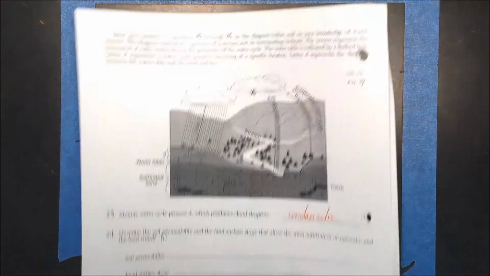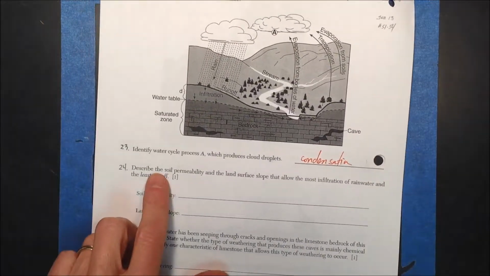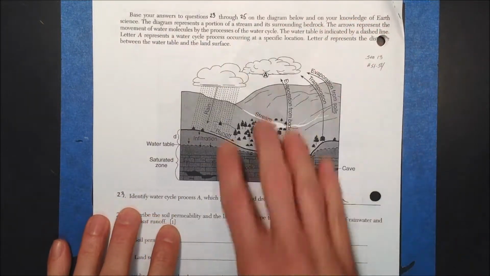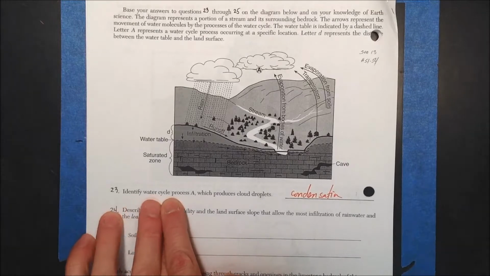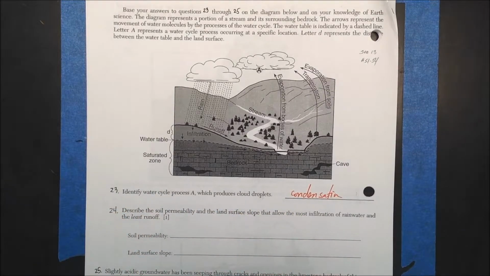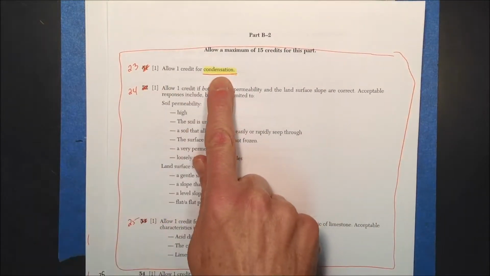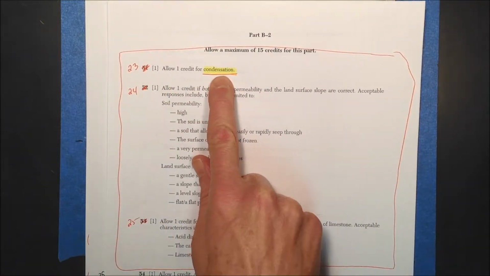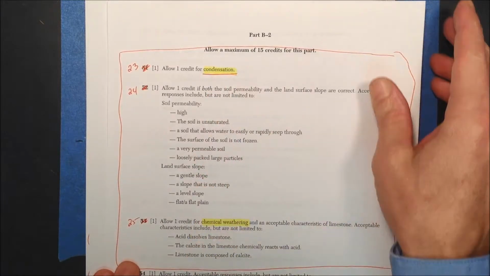On the next page, the last few, okay? Again, always read all of this. Here's this diagram here. Identify water cycle process A, which produces cloud droplets. Condensation. And if you look here, this is the answer key too. It says condensation. There's nothing else other than condensation. There's no other words that you can use. That's a pretty firm answer.